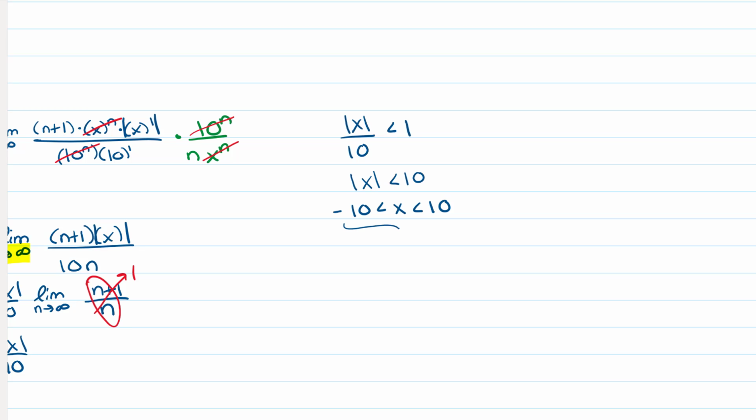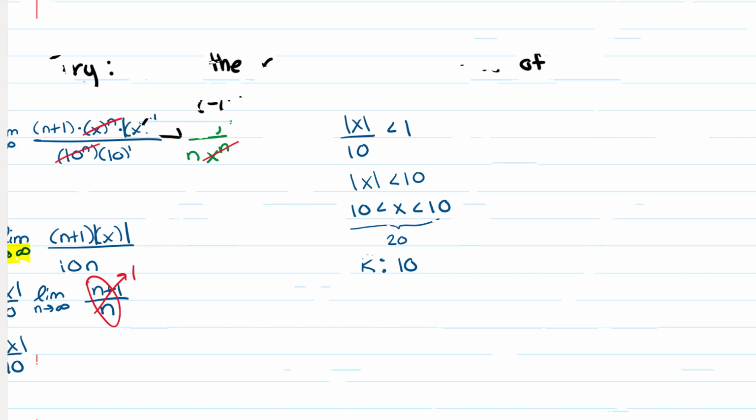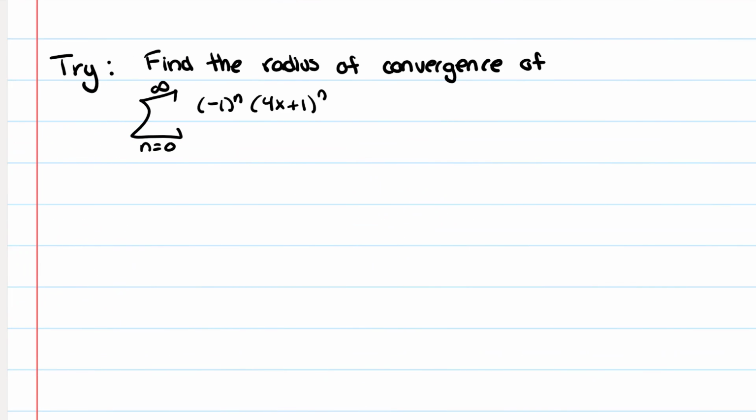So the distance between here is 20. So r, which is the radius of convergence, is 10. Right? The radius would be half the distance between the smallest value and the largest value. All right, now on your own, I want you to find the radius of convergence of this series using the ratio test.